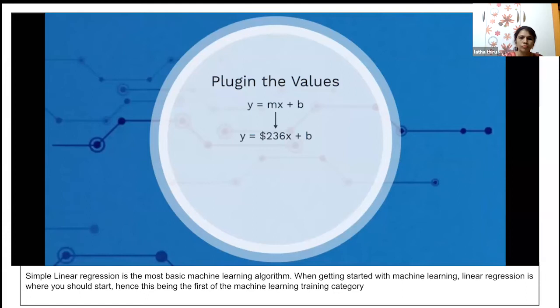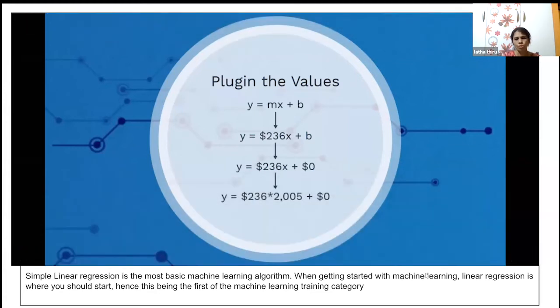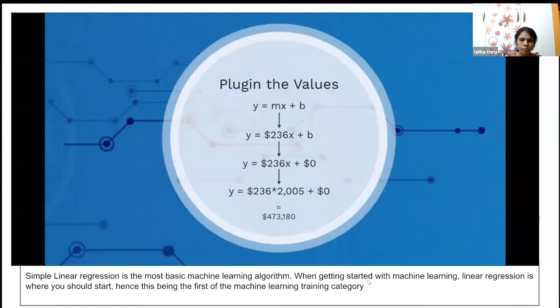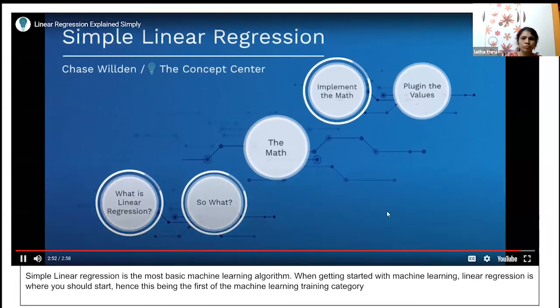Let's go ahead and plug in the values given our example that we did earlier. We're going to plug in the 236 slope value, the 0 bias value, and the 2005 square footage value. Now, if you calculate the right-hand side of the formula, it will equal $473,180. And that is simple linear regression.